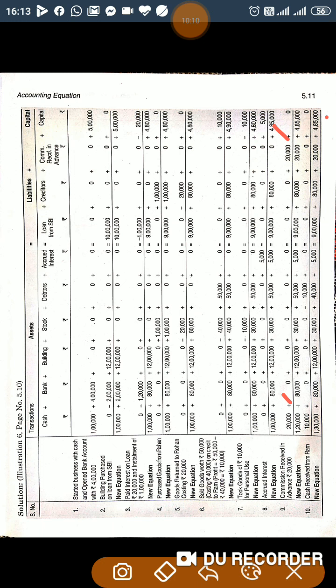Cash received from Ram. So it is 10,000 we have received. So cash will be added with 10,000 and debtor will be deducted by 10,000. So that's all for this question.